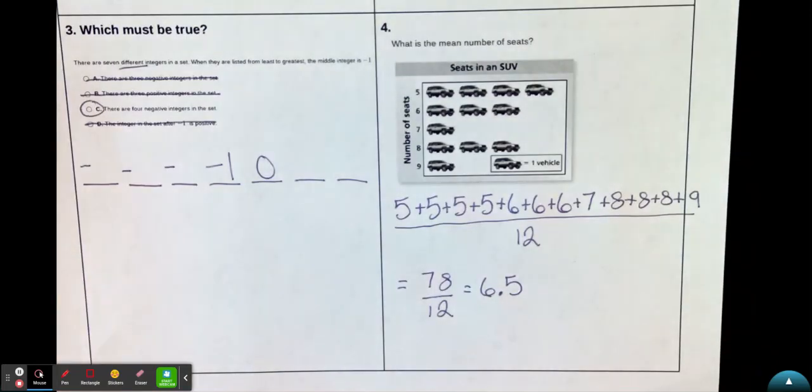Katie? Yeah, so 5 times 4 plus 6 times 3 plus 7 plus 8 times 3. Yep, that would have worked too.